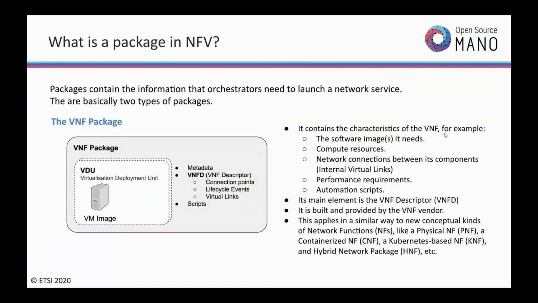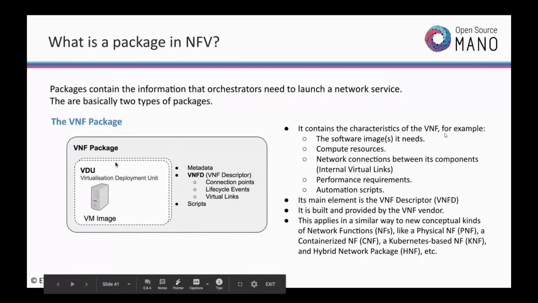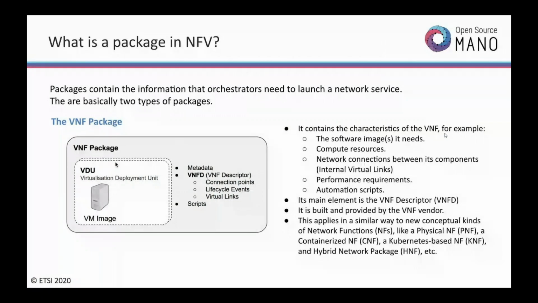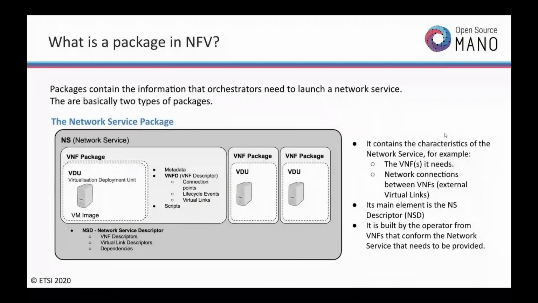For example, you may have a network function that has a VDU and a KDU, or a Kubernetes deployment unit, for example, inside the same VNF. So at the end, operators get this package from vendors, and they can feed the orchestrator with this package so they can eventually use it for a network service. So the network service is the second type of package.